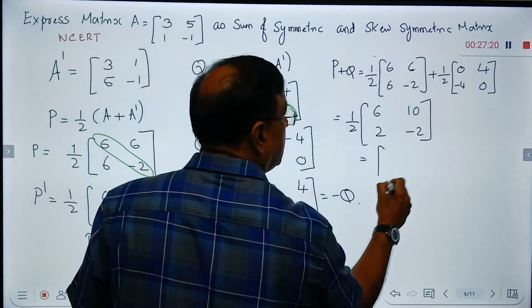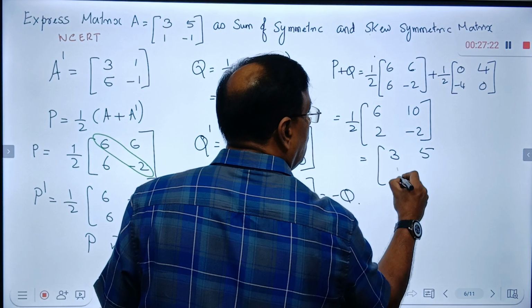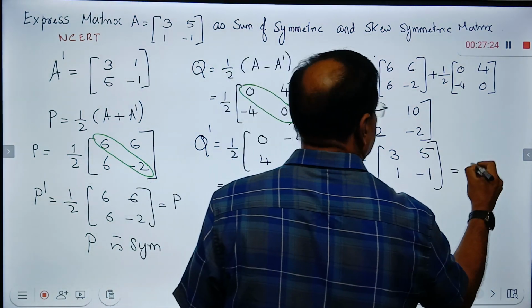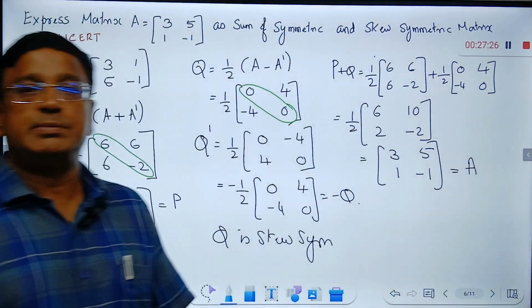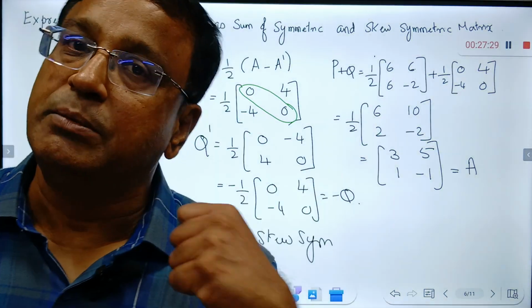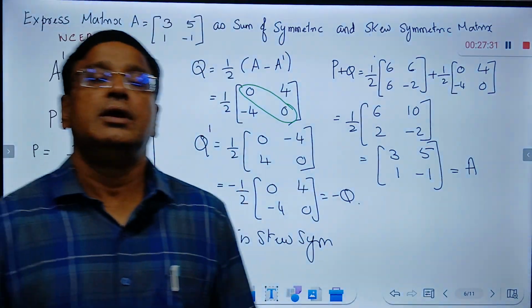Now divide by 2. What do you get? 3, 5, 1, minus 1, which is nothing but A. So you have expressed your matrix A as the sum of a symmetric and a skew symmetric matrix.